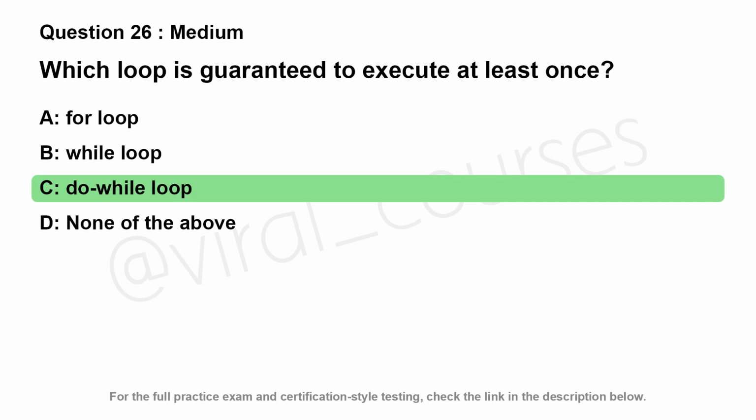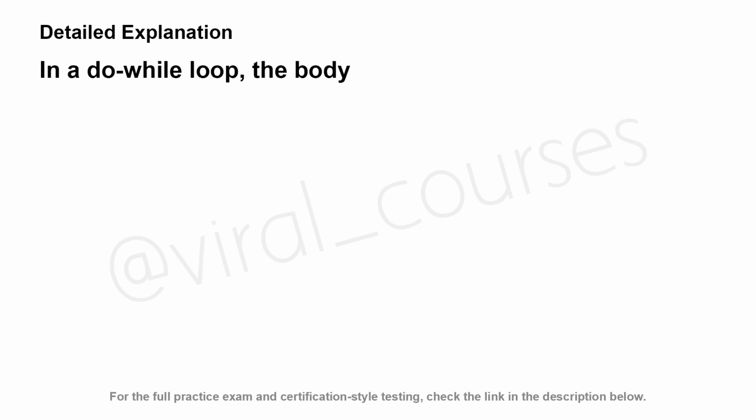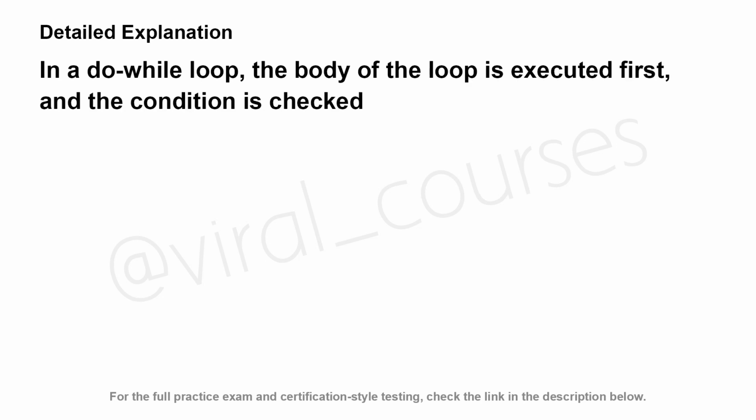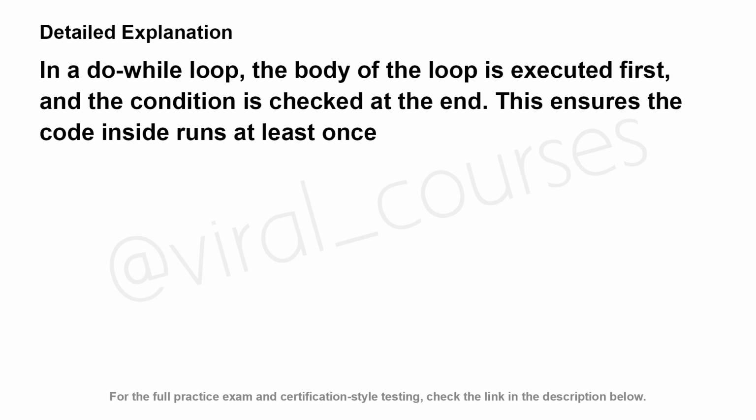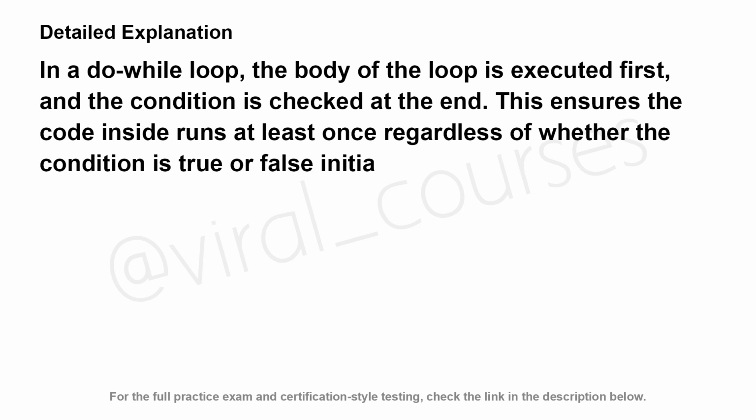The correct answer is C. In a do while loop, the body of the loop is executed first, and the condition is checked at the end. This ensures the code inside runs at least once regardless of whether the condition is true or false initially.